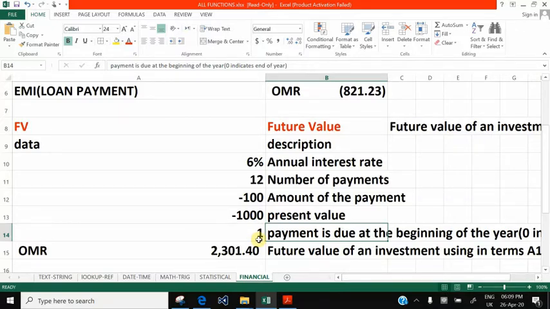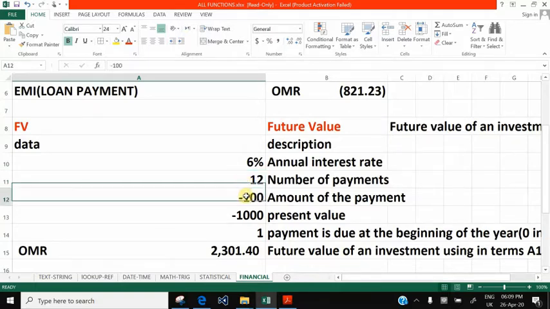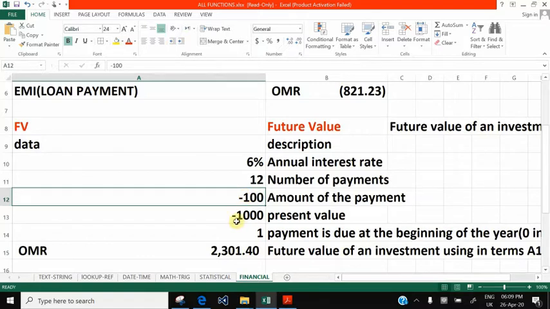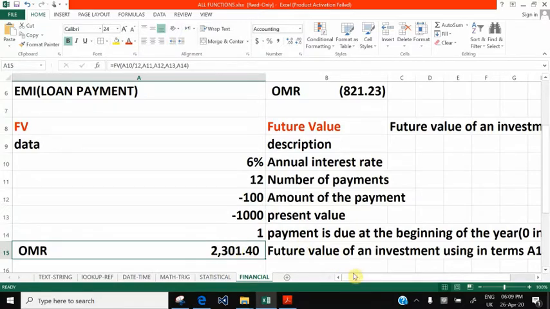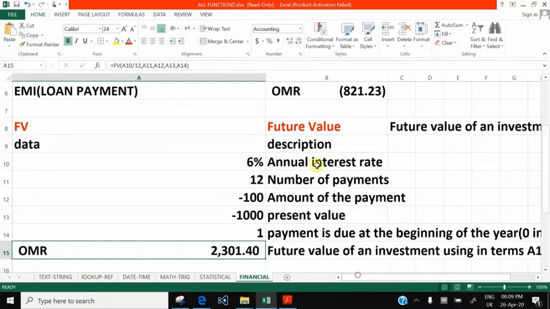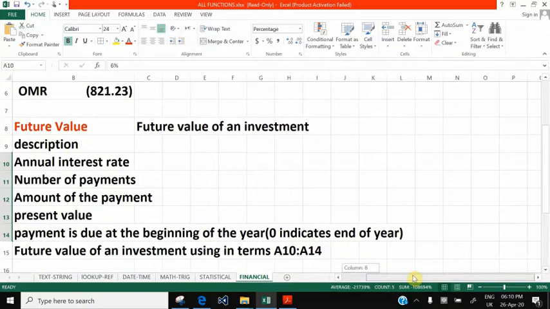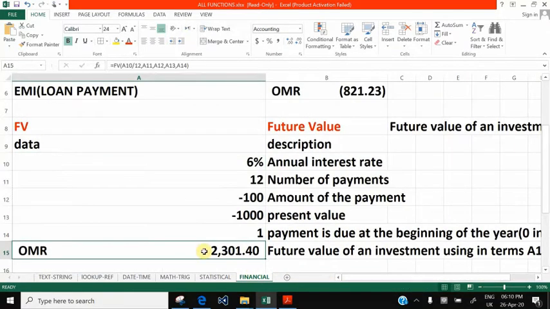So if we have an annual rate of 6%, number of payments 12, amount of payment 100, and present value 1,000, the future value of the investment, using cells A10 up to A14, will be 2,301.40. So this is the future value for the investment.